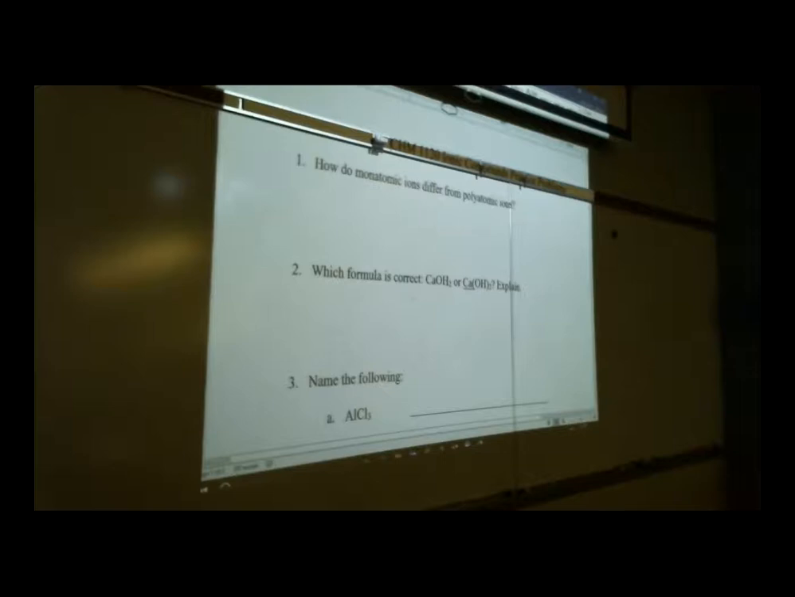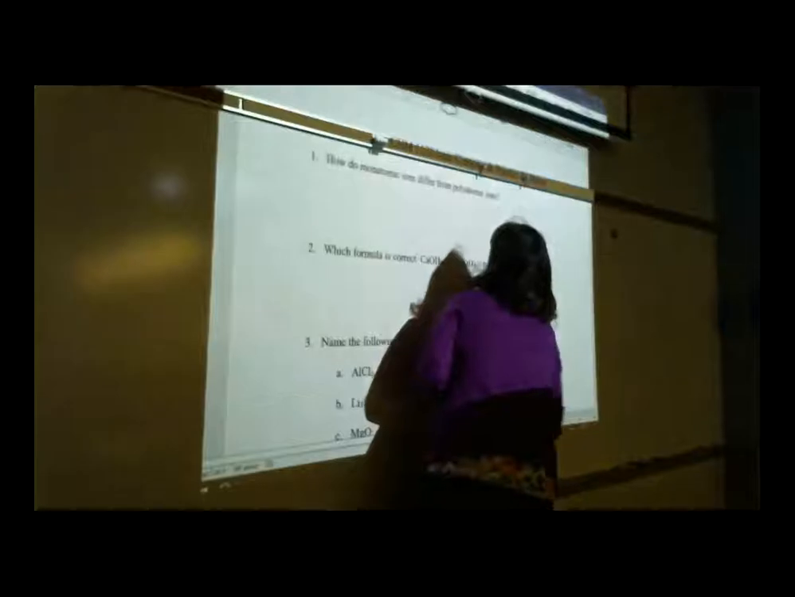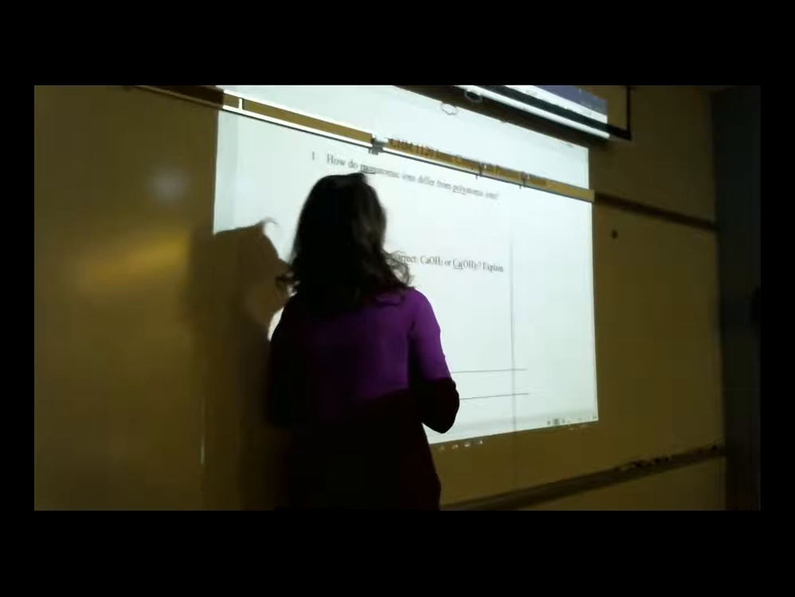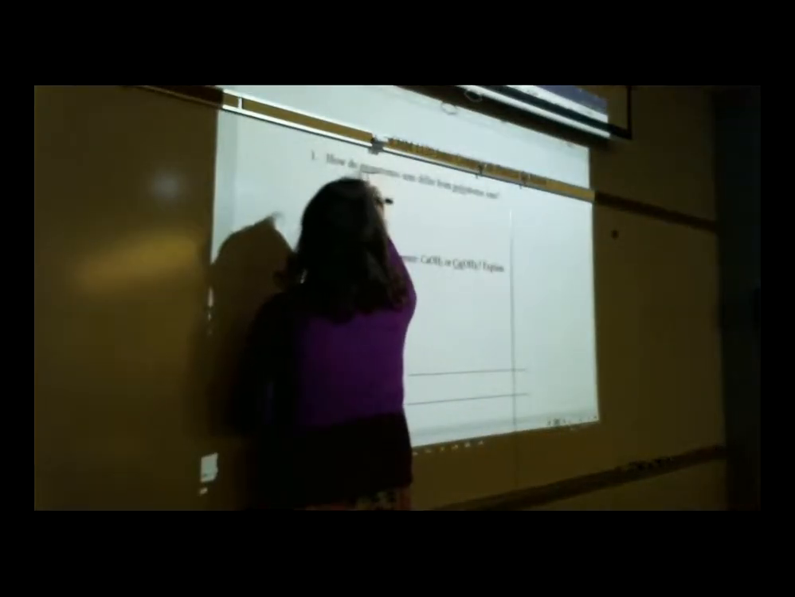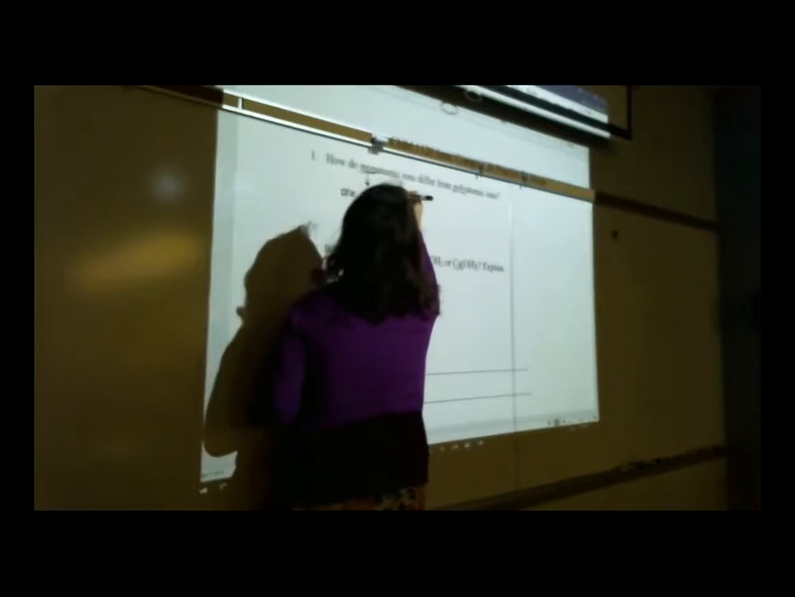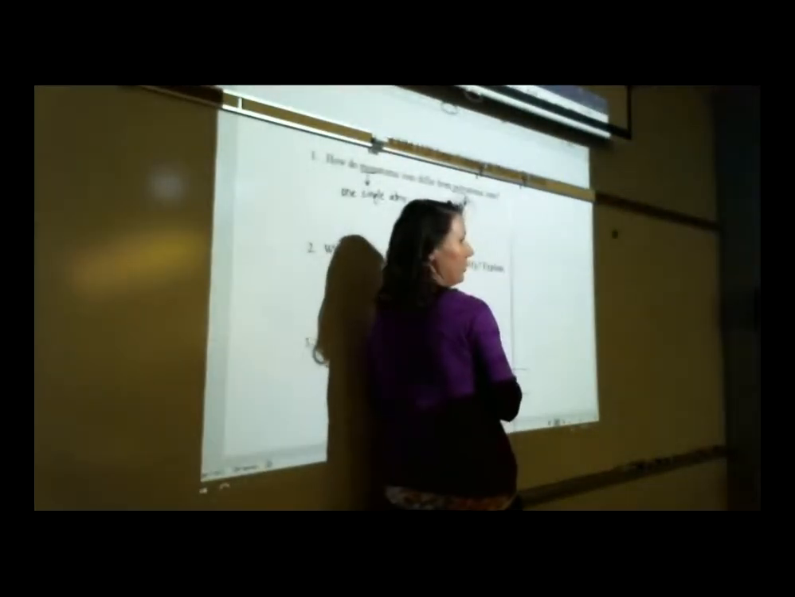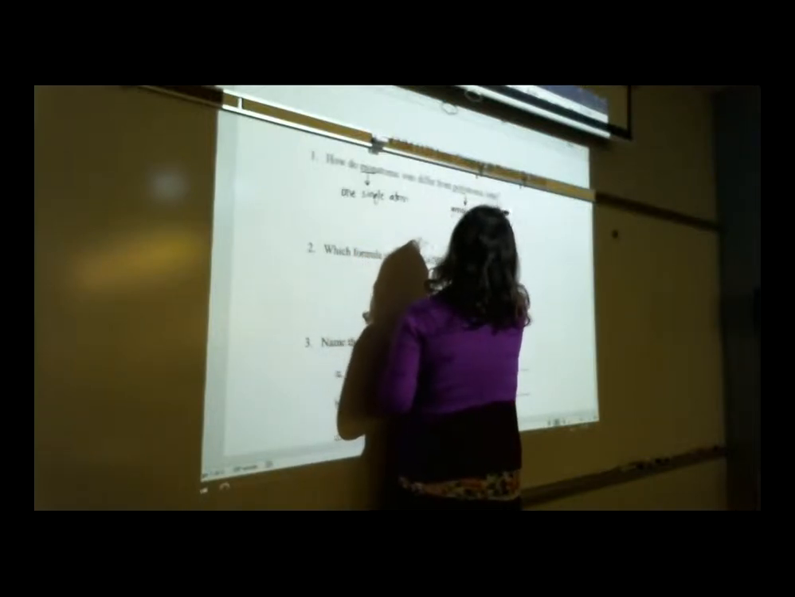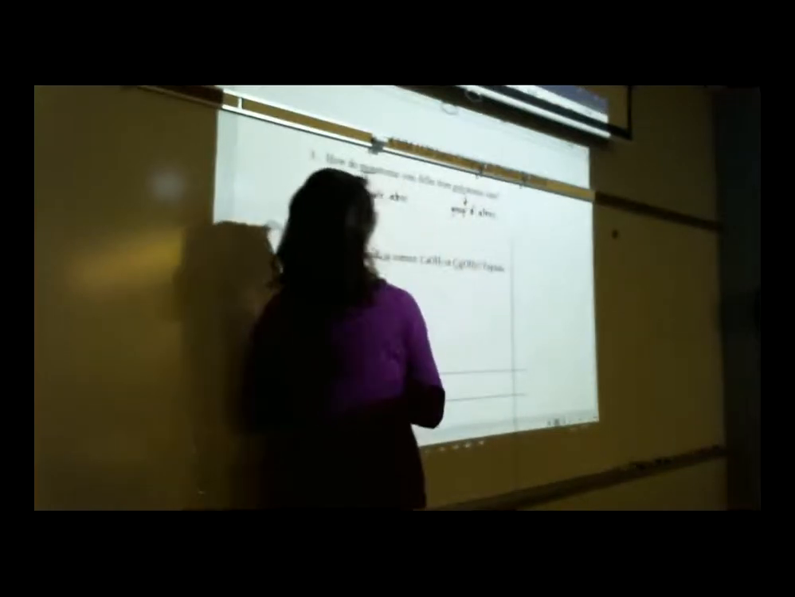So let's zoom in just a little bit. How do monatomic ions differ from polyatomic ions? Let's look at the prefix, mon versus poly, right? What's a monatomic ion? It's just one single atom. That's one difference. Poly means many, right? So what's a polyatomic composed of? It's a group of atoms, right? And there are some other differences. That's just one of the differences.